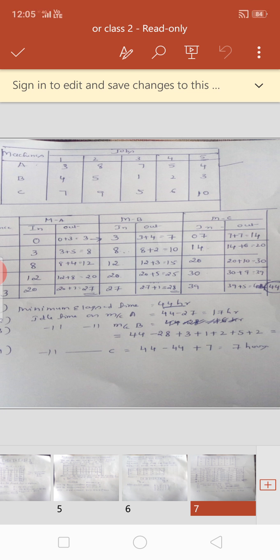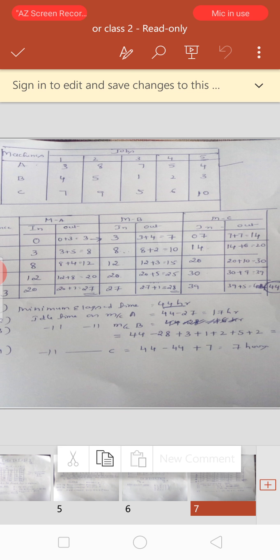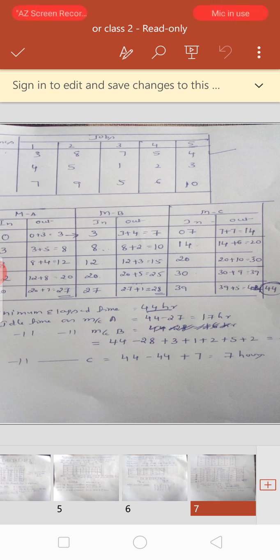Plus, here the second job will be received after 8 hours. Again, 8 minus 7 is equal to 1 hour. Again, 12 minus 10 is equal to 2 hours. 20 minus 15 is equal to 5 hours. 27 minus 25 is equal to 2 hours. If you subtract all this from 44, you are going to get 29 hours it has to be idle. Once it has completed its performance, all the machines, it has to wait for 29 hours.